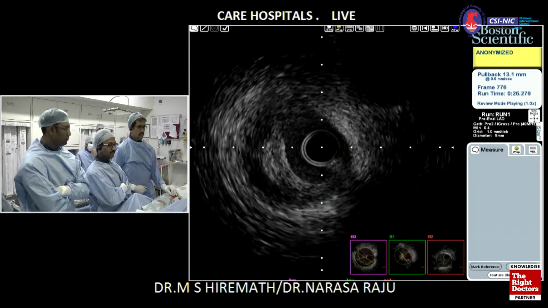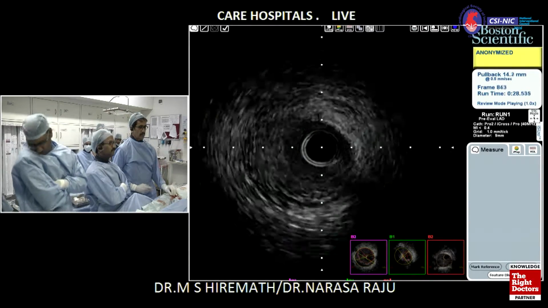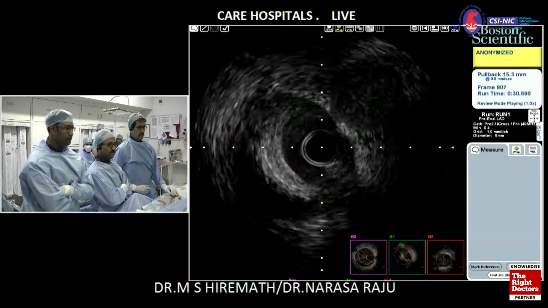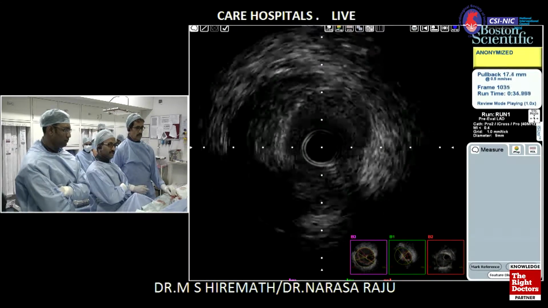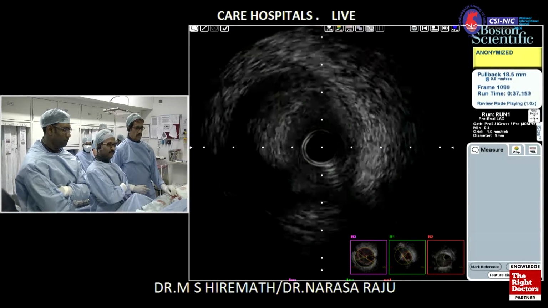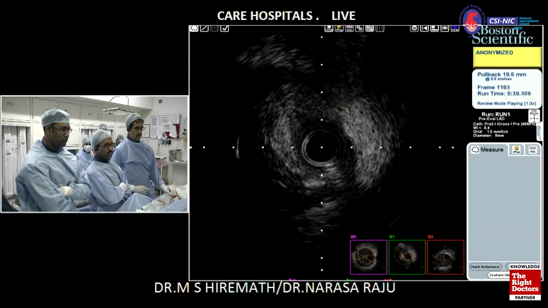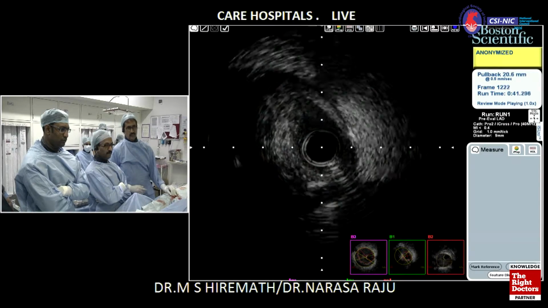And as we come to this is the distal left main lesion. You can see the ostial LAD distal left main lesion. That's the circumflex coming there. That's the distal left main. And the vessel is around 4.5 here.